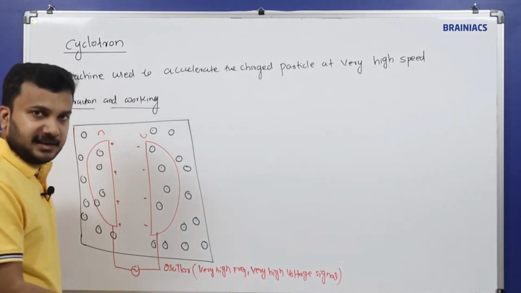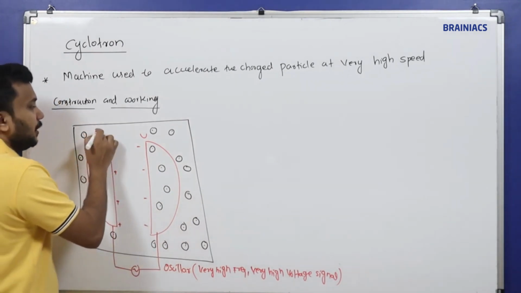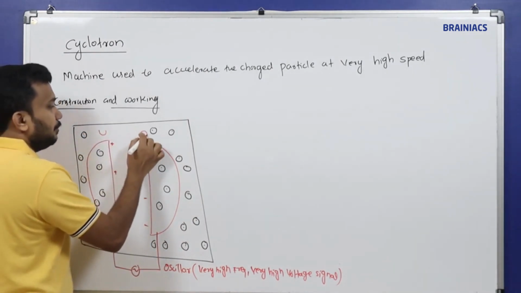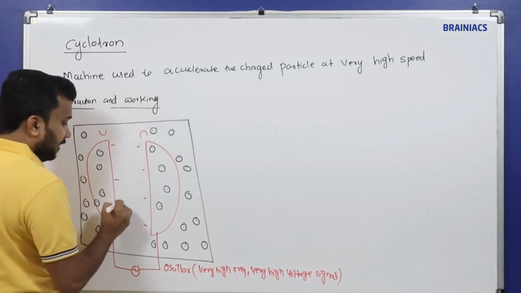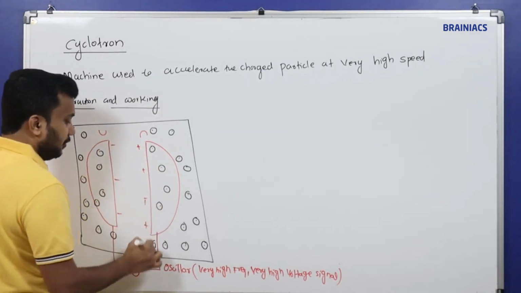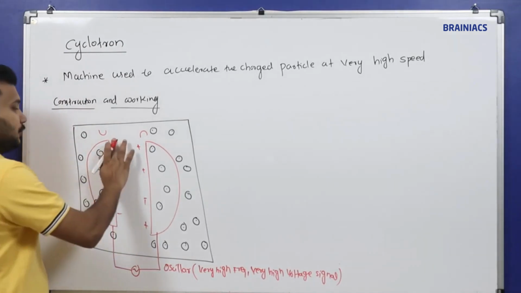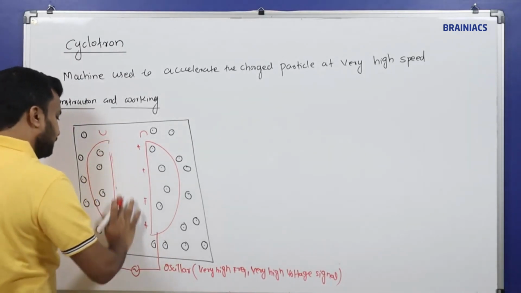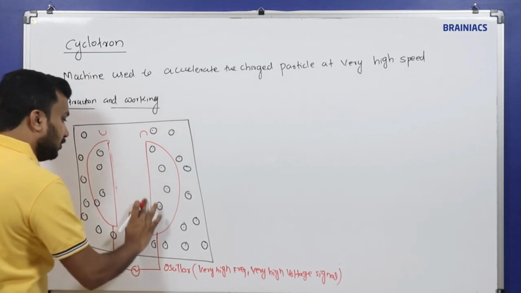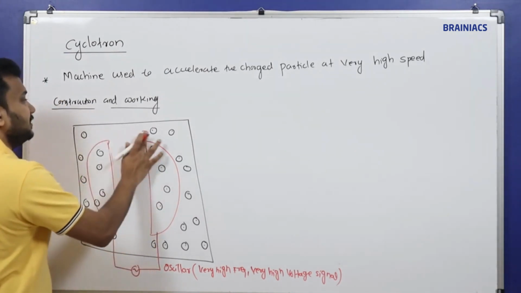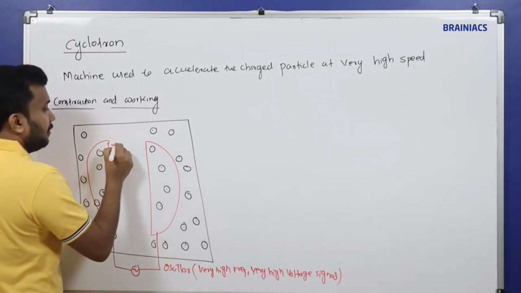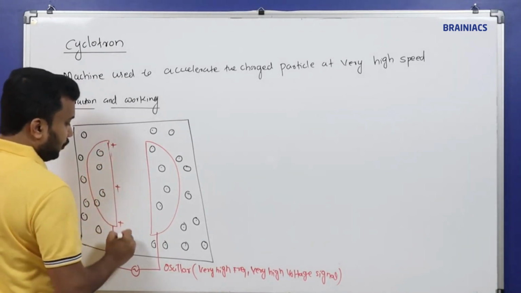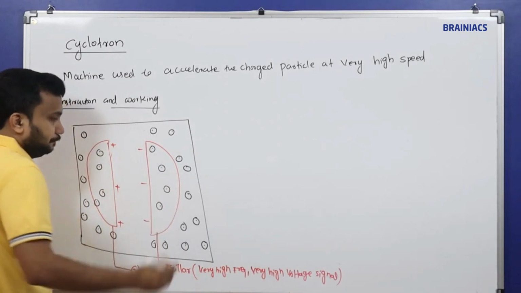In the next second, this will become negative and this will become positive. So all over here will become negative, and here positive. This process keeps on switching, and the polarity keeps switching between positive and negative. At the moment I am marking this as positive to understand, and this as negative.